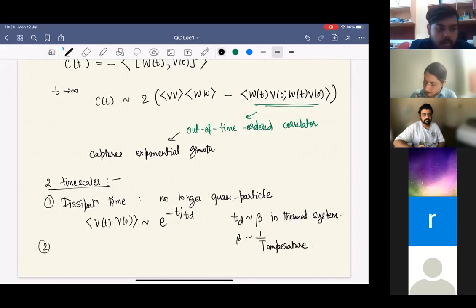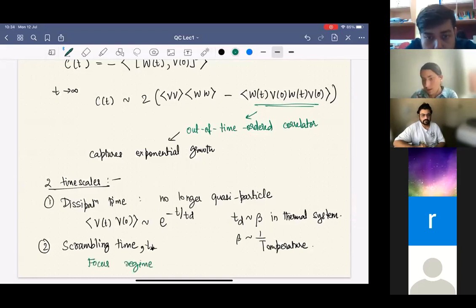And then the second is the scrambling time, which I have already described. For these lectures and for the computations that I'm going to show you, we will focus on the regime when scrambling time is much greater than the dissipation time. And we will always be looking at times which are also much greater than the dissipation time.